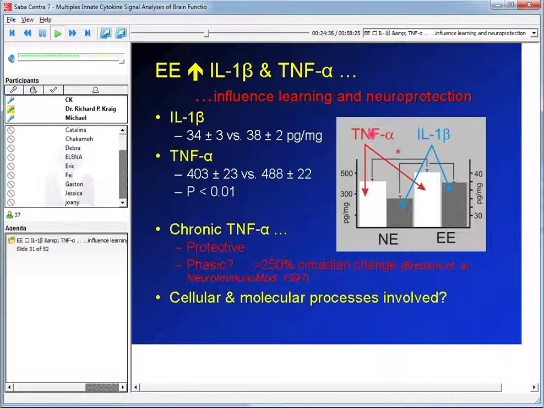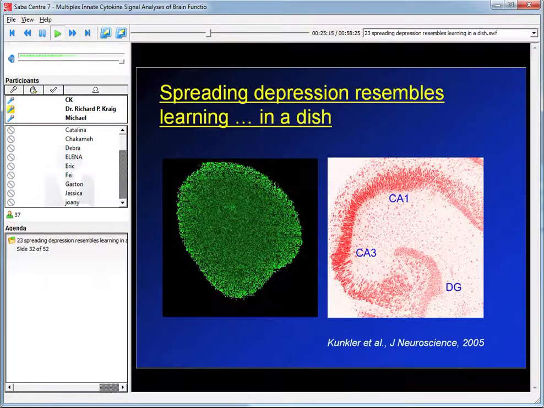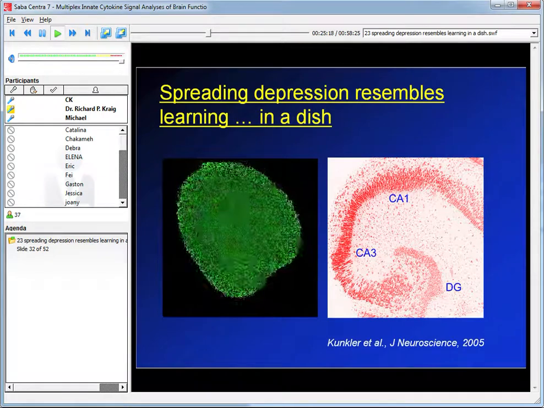Importantly, there's strong evidence in the literature, and I'll show you some, that low exposure to TNF-alpha, like that induced from neural activity, is protective. Furthermore, I am a strong advocate of sleep and sleep memory consolidation, and there's a nice caveat in the older literature, perhaps a decade ago, that says there's a 250% circadian change in TNF-alpha as you go to sleep in hippocampus. And we think that's going to be a key for us to focus on for the cellular and molecular processes involved in activity-induced neuroprotection.